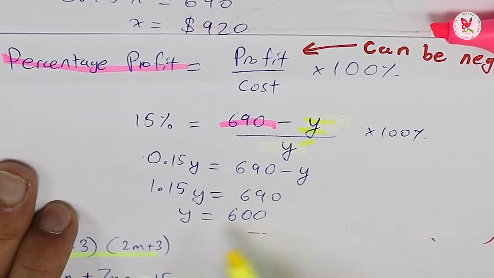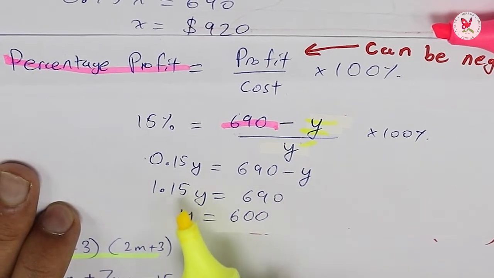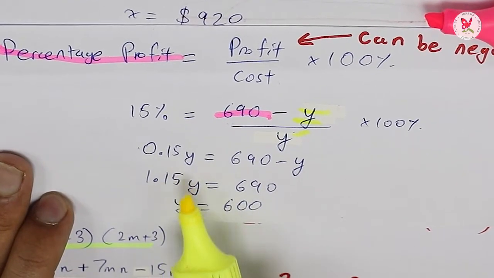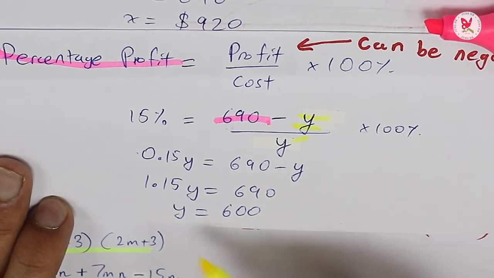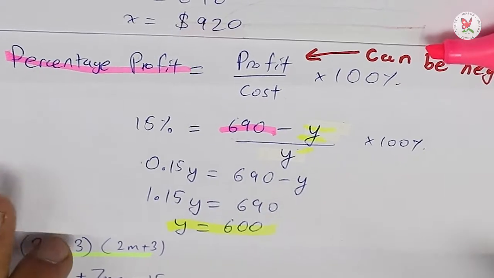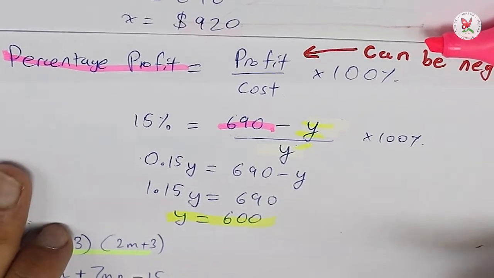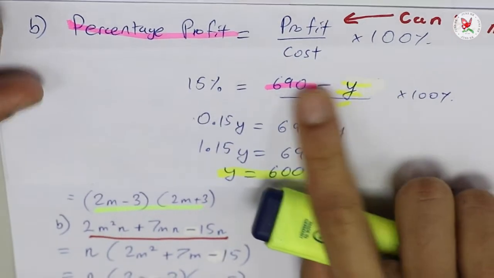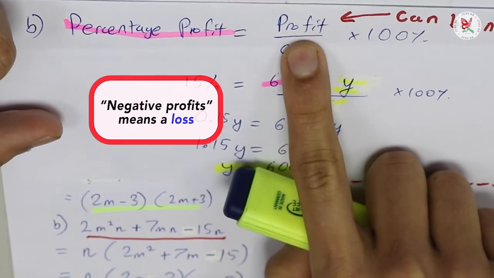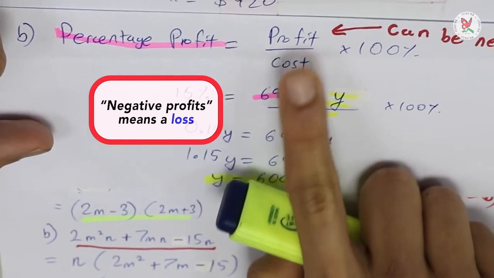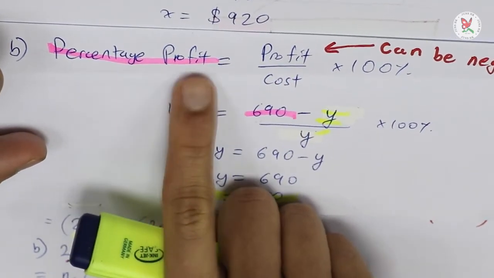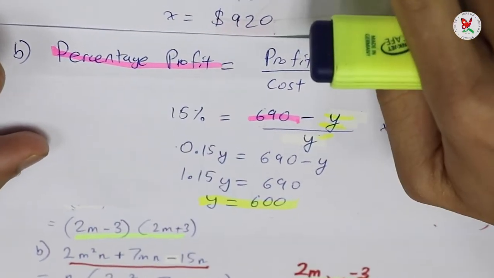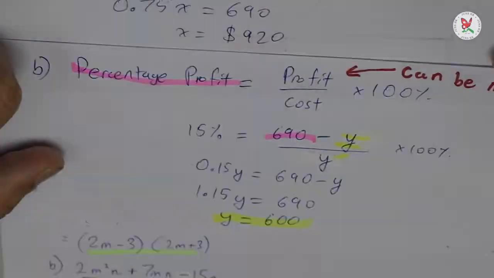Again, it's just simple arithmetic. So we bring the negative y to the other side. We have 0.15y plus y, which is 1.15y, and we end up with y equals 600. So that tells us the cost of the wallet. One important thing to note is that the profit can also be negative. If we have a negative profit, let's say you lost $20 while selling the product, then you'll also end up with a negative percentage profit. Since they gave us a positive number, we don't need to worry about the negative in this case.